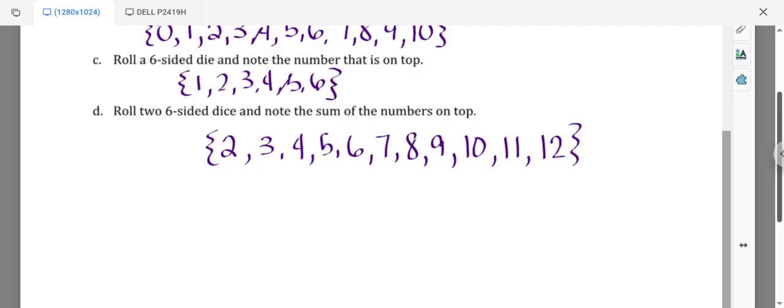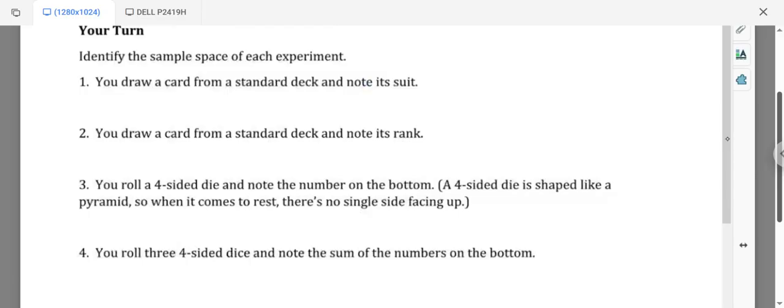All right, take a look at the ones for your turn. See what you get. So if you're identifying the sample space, you are listing out the outcomes, all possible outcomes.